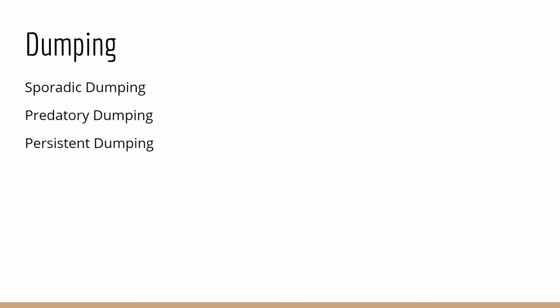Next is dumping. Now the video is very long, I can see that. Quickly, dumping is of three types: sporadic dumping, predatory dumping, persistent dumping. Dumping basically means, let's say Apple sells computers in the USA at, let's say, 60,000 rupees. I am using rupees for better understanding. A previous model, perhaps a 2015 model, some old MacBook or iMac or Mac Pro, sells at 60,000 rupees.